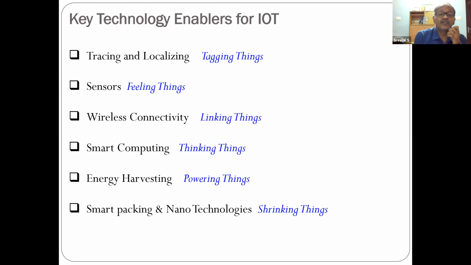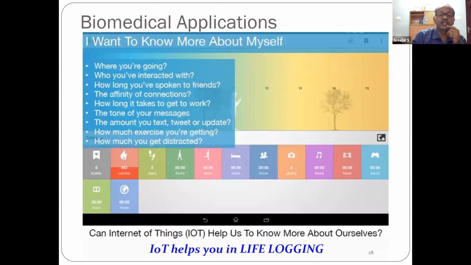So what are the key technology elements of IoT? Tracing and localizing, that is tagging things. Sensors, that is feeling things. Wireless connectivity, that is linking things. Smart computing, that is things which can think. Then energy harvesting, that is powering things. Then smart packing and nanotechnologies, which is basically shrinking things. So this is what IoT encompasses in its technology.